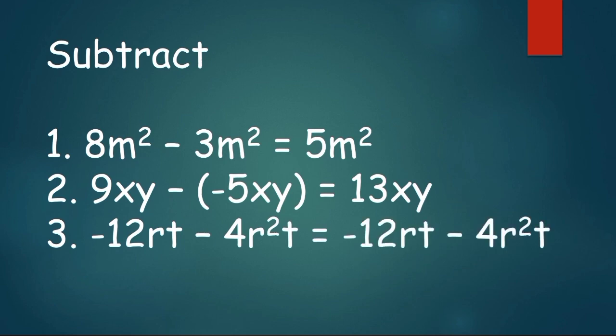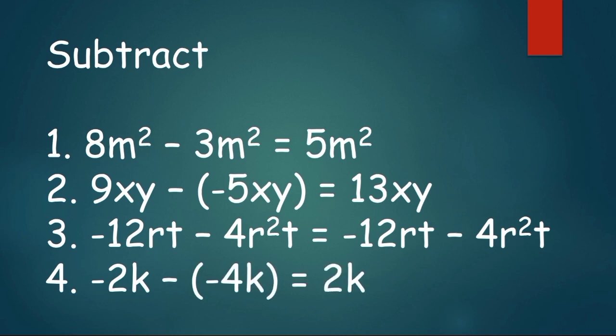So here in number 3, rt is different from r squared t. So hindi natin sila pwedeng pagsamahin o i-add. So next, number 4, negative 2k minus negative 4k is equal to positive 2k.